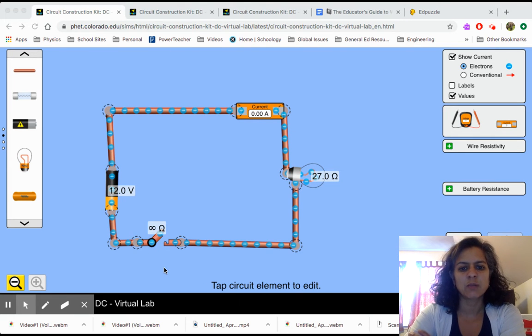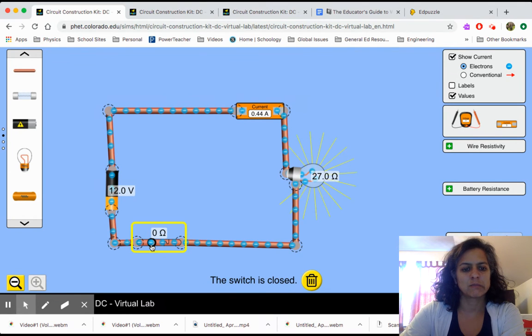So now what I'm going to have you guys calculate is the current. When I close the switch, I want you to tell me what the current in the circuit is. All right, so now I am going to close the switch. We'll see if you're right.